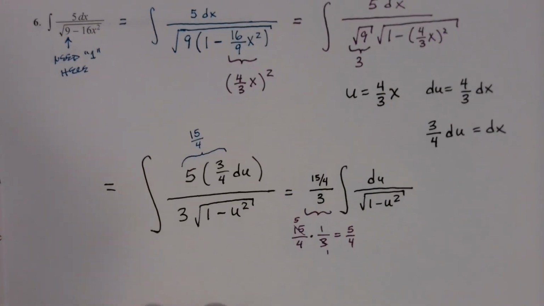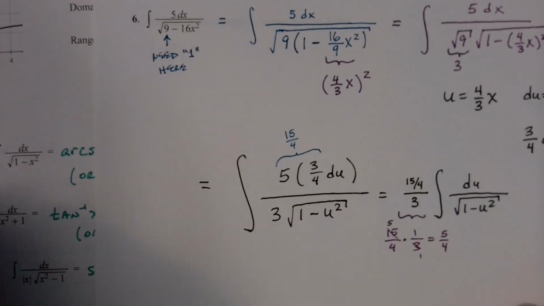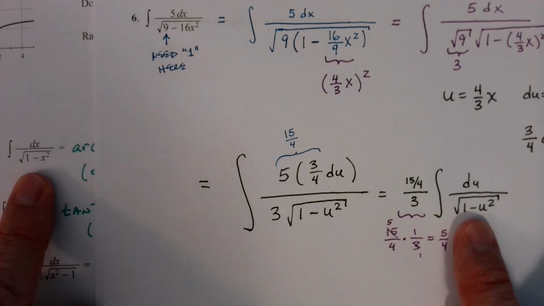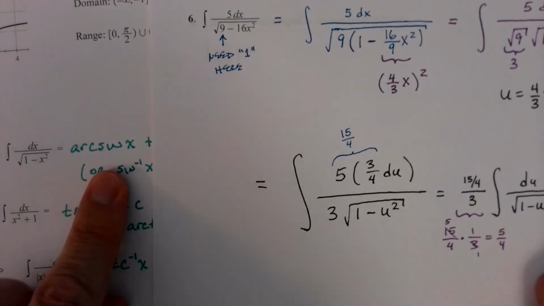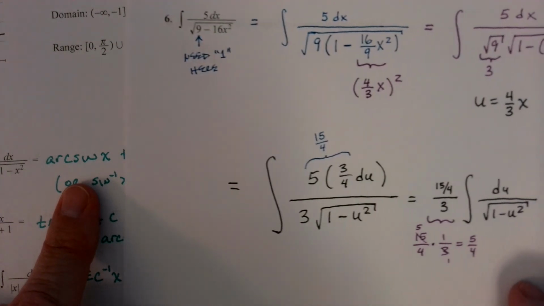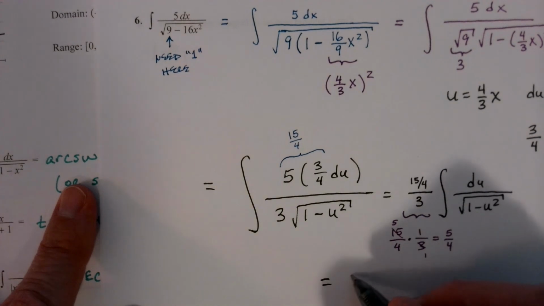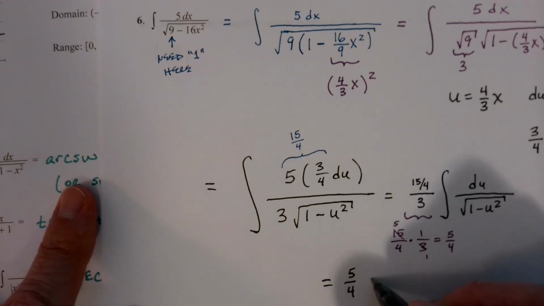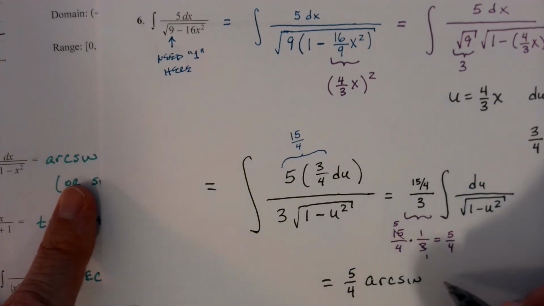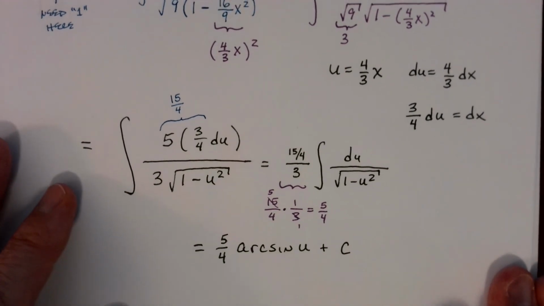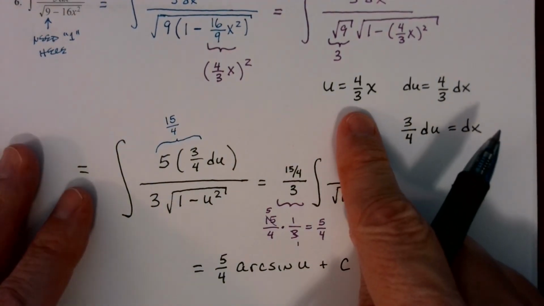Okay, but I know the answer now, right? Because what is this integral right here? Integral of 1 over the square root of 1 minus u squared. Well, it's the same here. With x, it's going to be arc sine of x, or inverse sine of x. I'll use the arc sine this time. So it's arc sine of u, right? 5/4 is what this number came out to be. Arc sine of u plus c. And now what? I need to go back to the original variable. What was the original variable? U was 4/3 x.